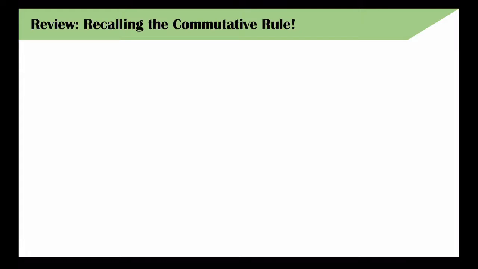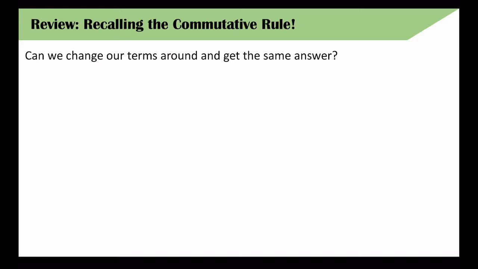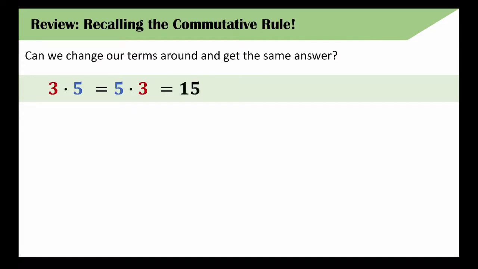So recall the commutative rule. We talked about this a lot in class, but I really want to have a chance to review it with you online right now. So can we change our terms around and get the same answer? Let's take a look at 3 times 5. And I'm going to change my terms around. So now I have 5 times 3. Those both equal 15. This is a true statement.